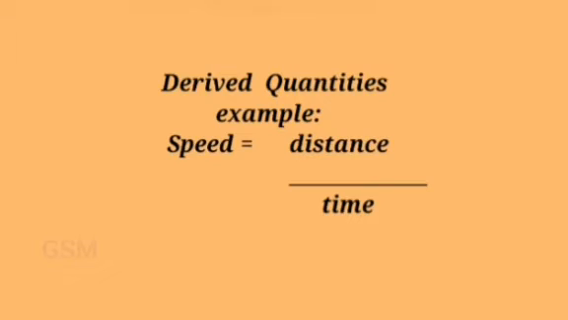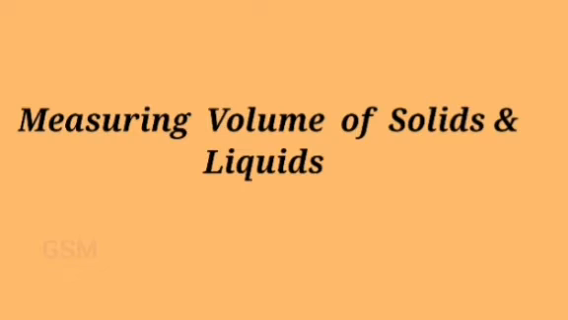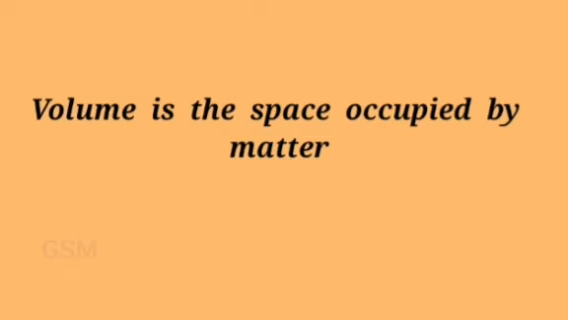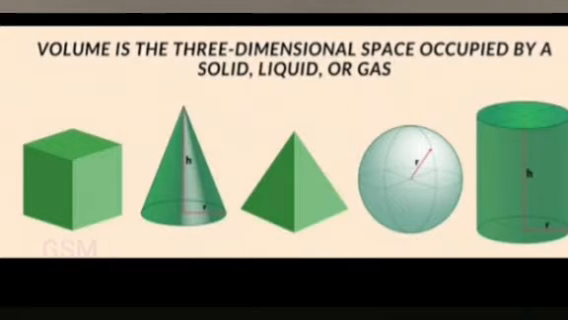Now you are going to learn about measuring volume of solids and liquids. What is the meaning of volume? Yes, volume is the space occupied by matter. It is a derived quantity. We can find the volume of three-dimensional objects: cube, cuboid, cylinder, cone, pyramid, and all 3D shapes. The volume of a liquid is measured using tools like a graduated cylinder and a measuring beaker.